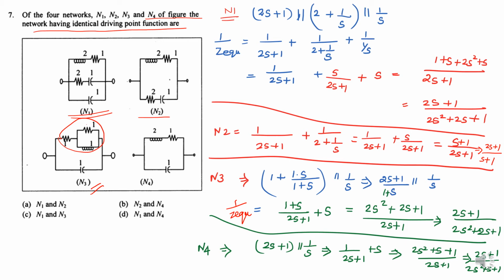I am going to find Z equivalent, that is 2s plus 1 divided by 2s square plus 2s plus 1. And the last one, 2 and 1 are connected in series. So 2s plus 1 is connected in parallel with the capacitance 1 by s. How to find the Z equivalent? That is 1 by 2s plus 1 plus 1 by 1 by s. Take the LCM, so 2s square plus s plus 1 divided by 2s plus 1. Now take the inverse of this, and we get Z equivalent, 2s plus 1 divided by 2s square plus s plus 1. So N1 and N3 are both the same. So option C is the correct answer.